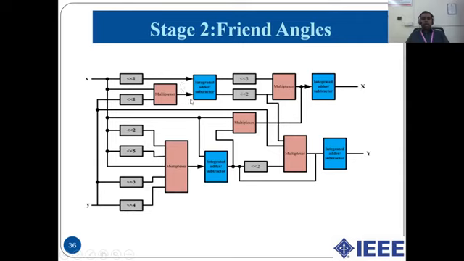We have replaced those normal adders in stage 2, which were used in the previous work, with this integrator adder and subtractors. The architecture of these front angles looks the same when compared to the previous work. However, the normal binary adders are now replaced with integrator adder and subtractors.